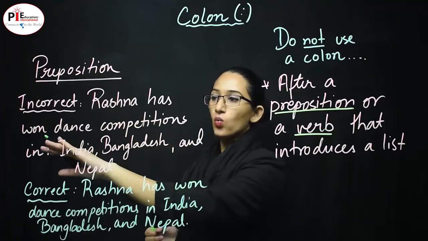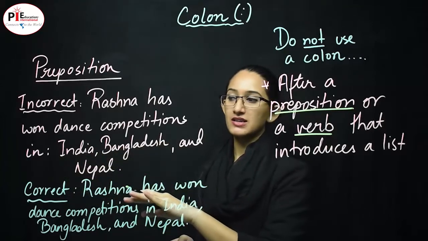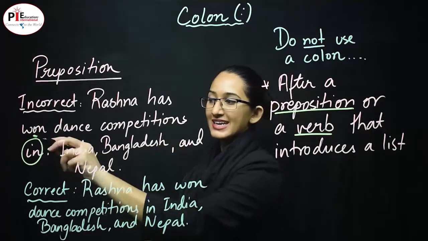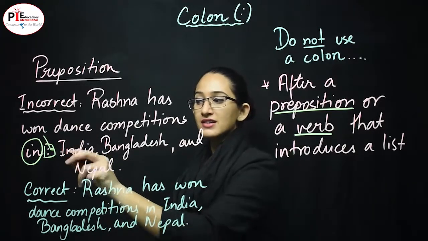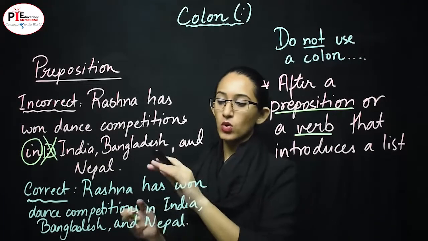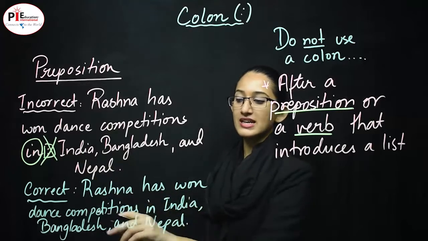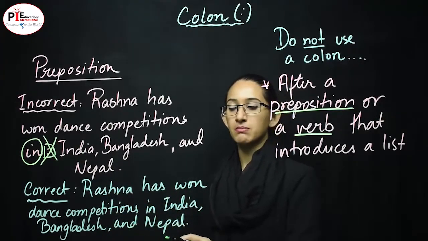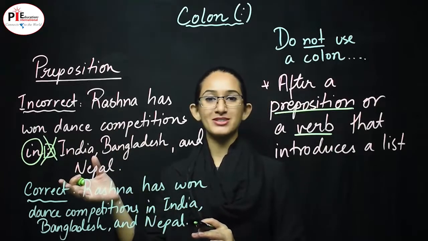Rashna has won dance competitions in: India, Bangladesh, and Nepal. You can see here that the word in is a preposition, right? So using a colon after the preposition is incorrect. You will not use a colon here. So what would be the correct form? You just remove the colon. Rashna has won dance competitions in India, Bangladesh, and Nepal. So we have not placed a colon because there is a preposition before it.